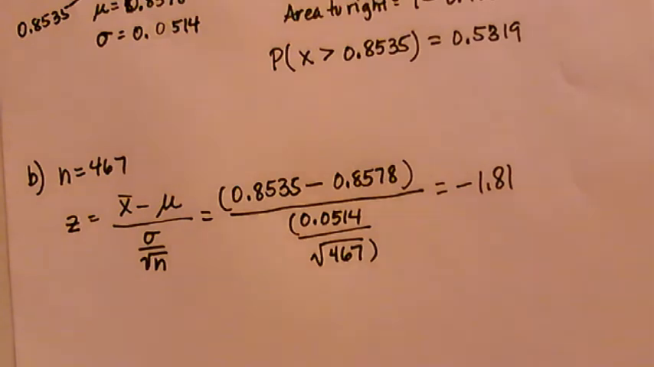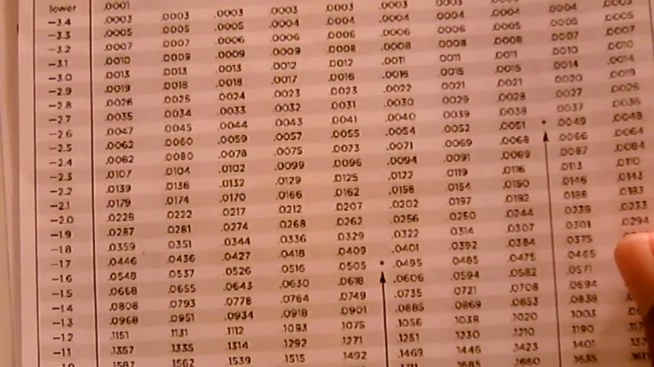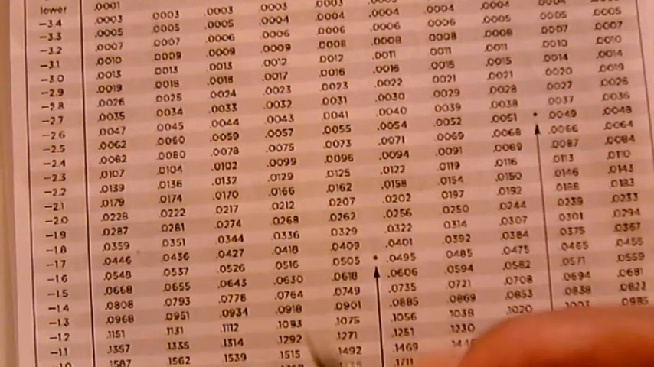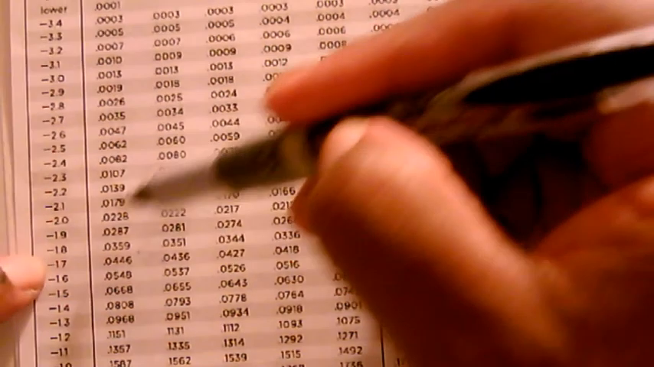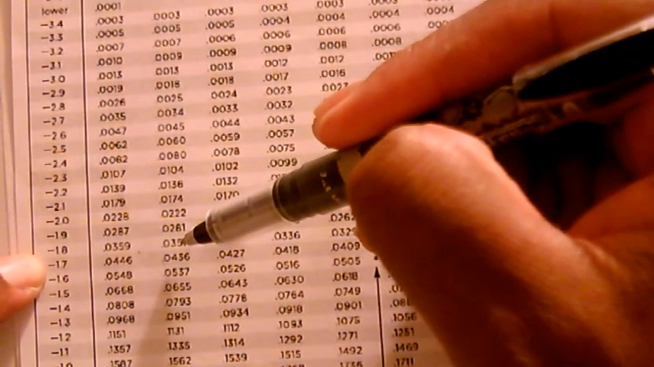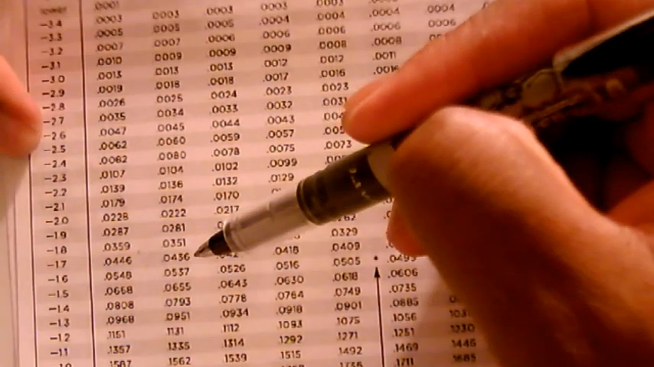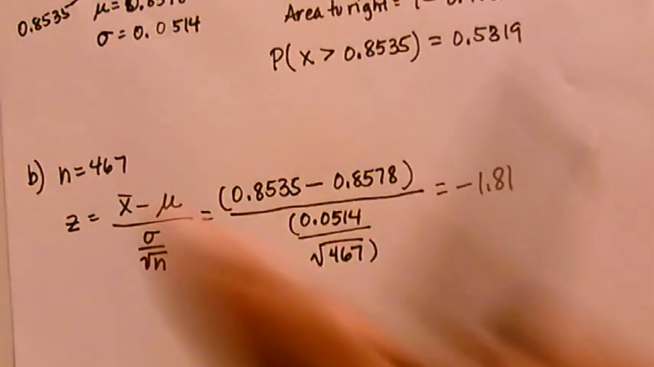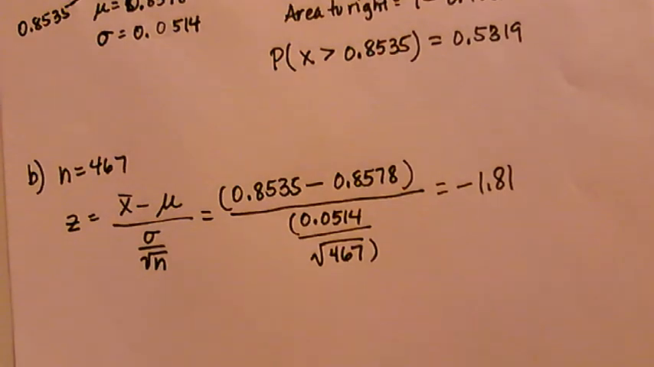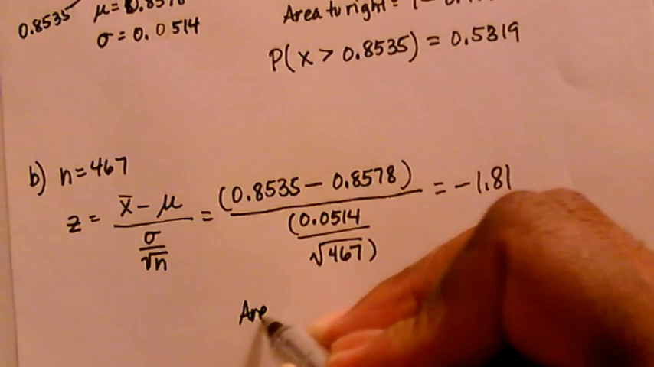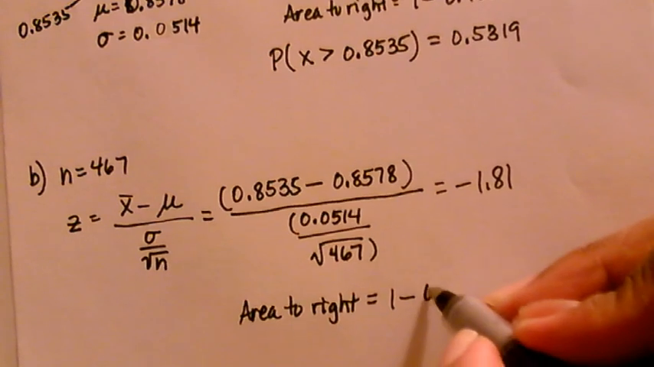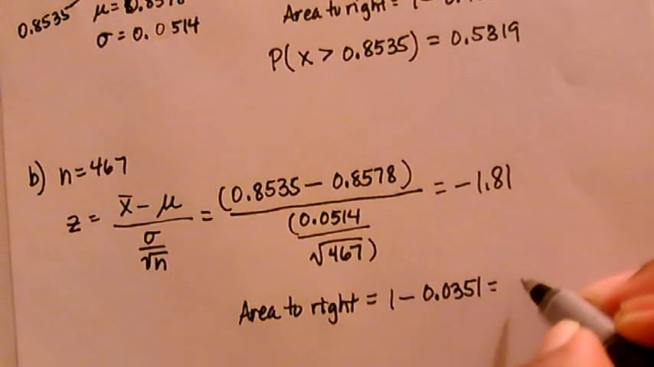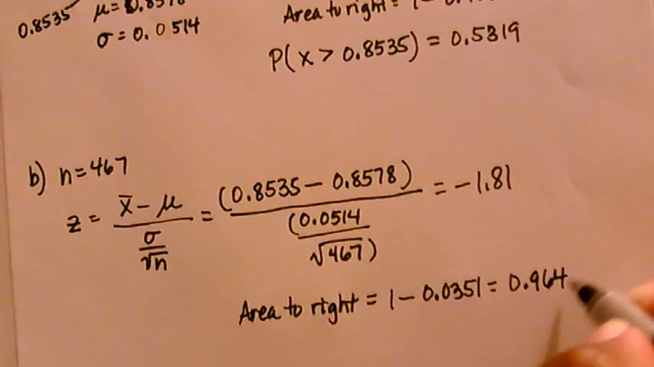Okay, and then we find negative 1.81 on our negative z-score table for the standard normal distribution. So here we got negative 1.8, which is right here, and then 0.01 is this column right here. So read across and down, you'll see that is 0.0351. But keep in mind, 0.0351 represents the area to the left. We want the area to the right. So the area to the right would be 1 minus 0.0351, which will be 0.9649.